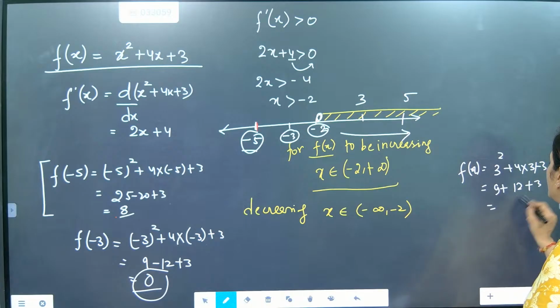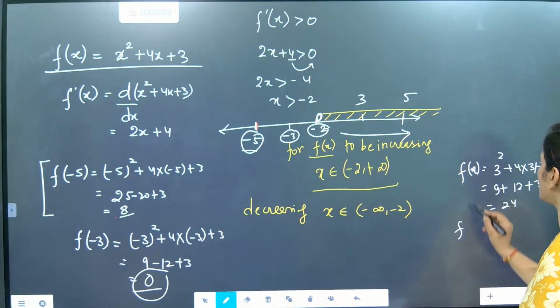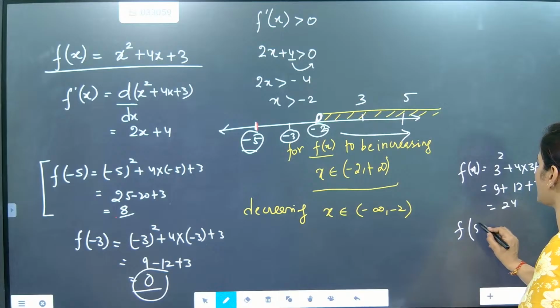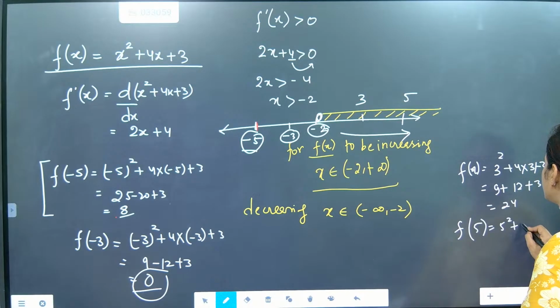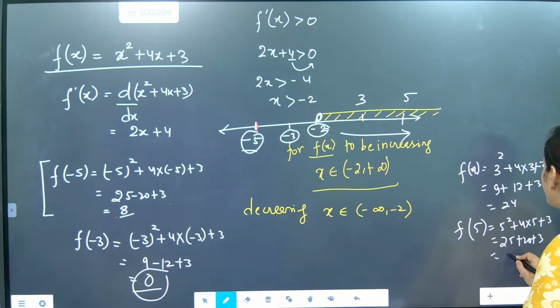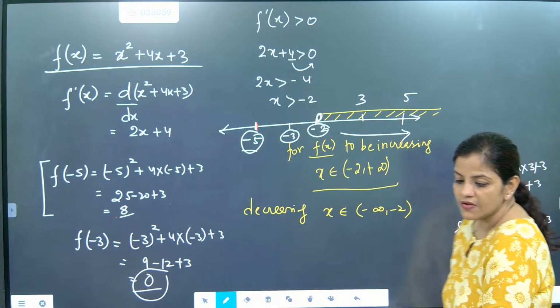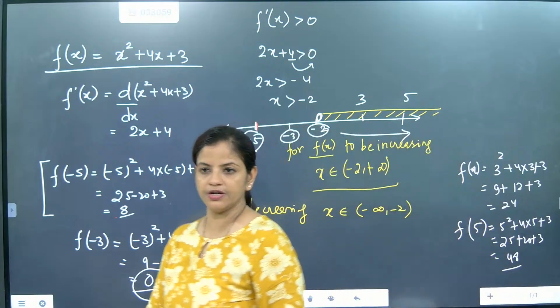12 plus 12, 24. Now here, if I am substituting 5, what is coming? 5 square plus 4 into 5 plus 3. How much is it coming? 25 plus 20 plus 3. How much is it coming? 45. It is coming as 14. So 100% the value got doubled and tripled. Did you get this point?